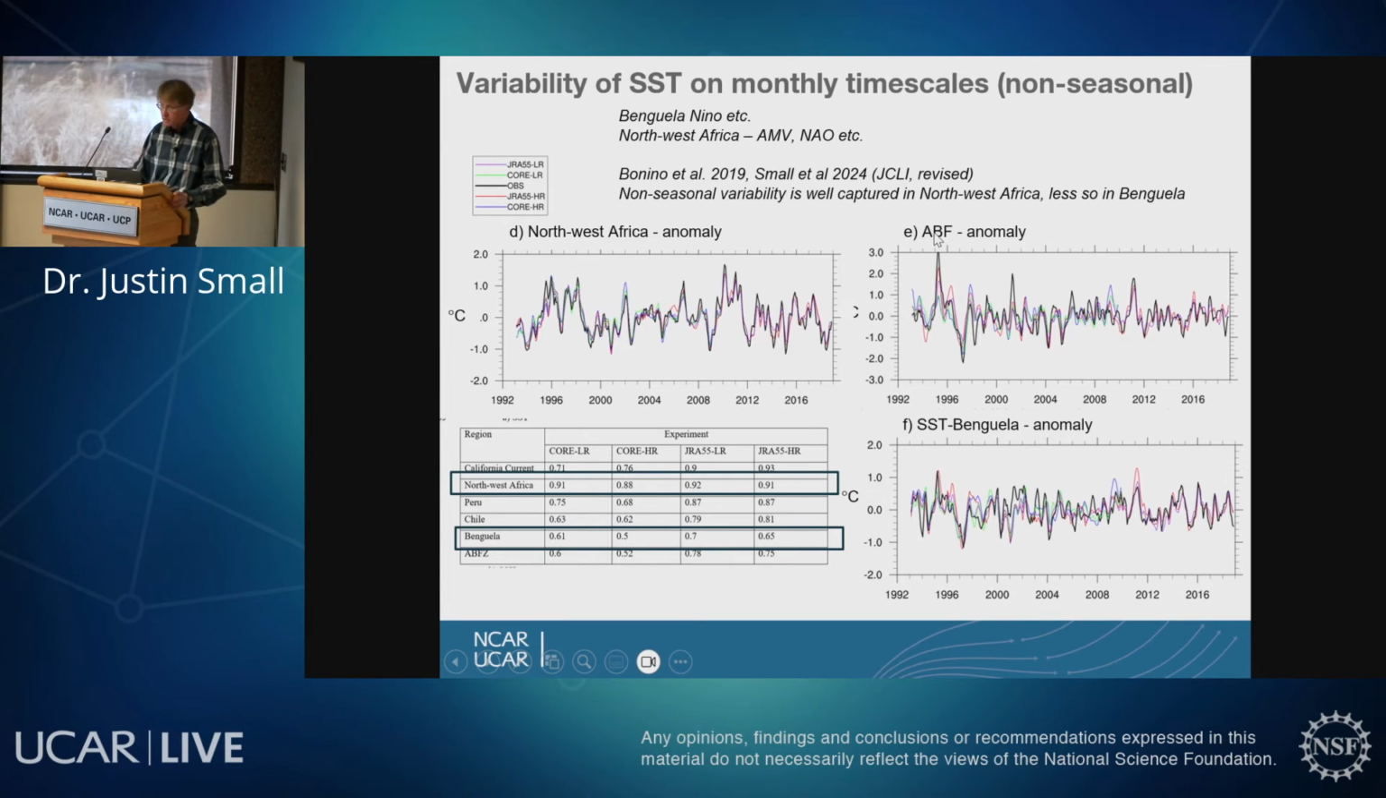This is the Angola-Benguela front, north of the Benguela. It's not quite so good a representation. And this is the main Benguela system. Again, it's more of a mismatch between models and observations than in the Northwest Africa system. And the correlations are more like 0.5 to 0.7 for this region. And that may relate to the biases that I showed earlier in the mean state.